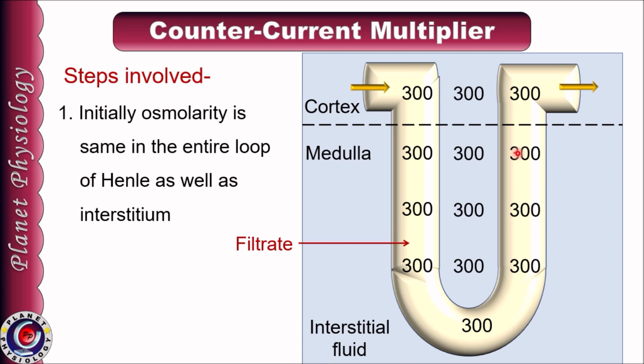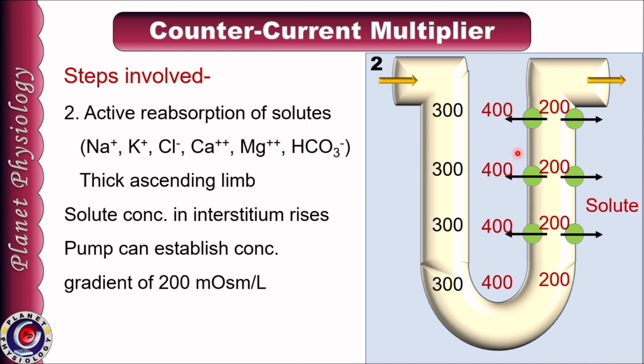As the filtrate enters thick ascending limb of loop of Henle, pumps start to reabsorb solutes like sodium, potassium, chloride, calcium, etc. That is, these solutes enter the interstitium from the filtrate. As a result, solute concentration in the interstitium rises and that of filtrate in the ascending limb reduces. These pumps can generate a maximum concentration gradient of 200 milliosmoles per liter. So, these green color circles represent active transport process and the arrows represent the direction of the movement of solutes.